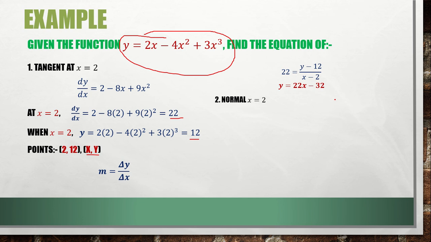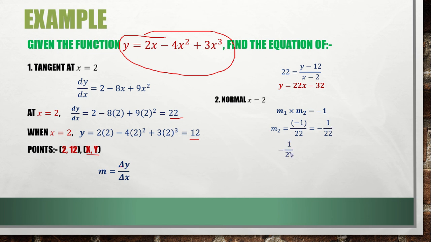What about the normal? The normal, we know that the relationship is basically that the product of the two gradients is equals to -1. Now, I shall pick here, for example, m2 to be my normal that I'm looking for, and m1 to be the gradient of the tangent. So m2 shall be -1 divided by m1, whereby m1 is 22, which shall be -1 over 22.